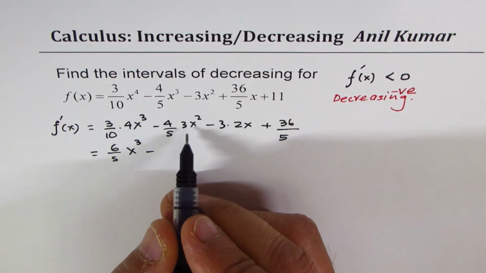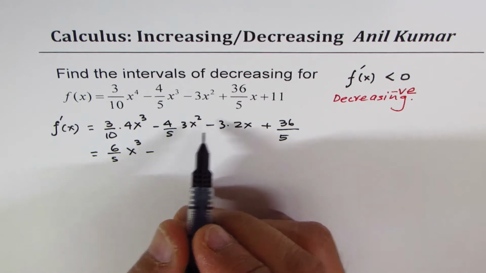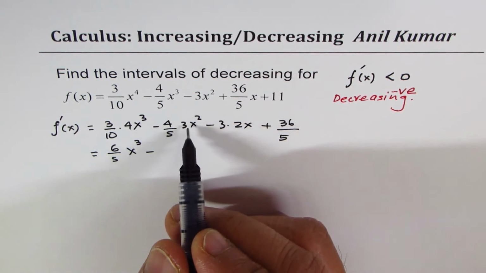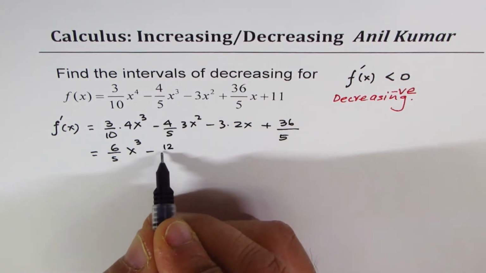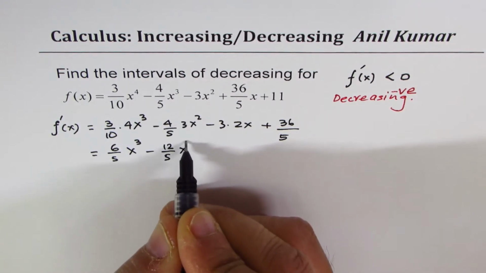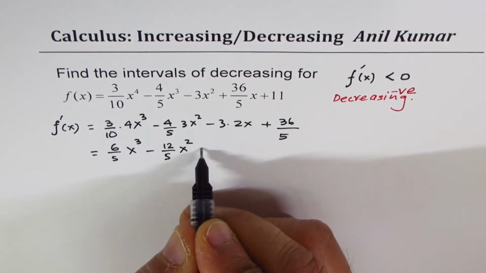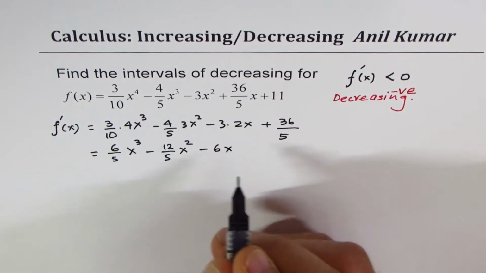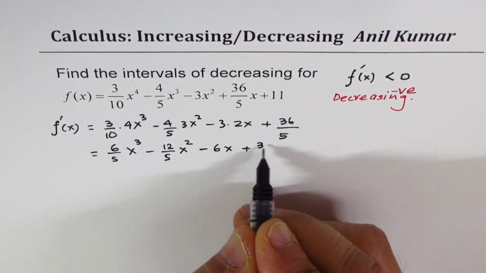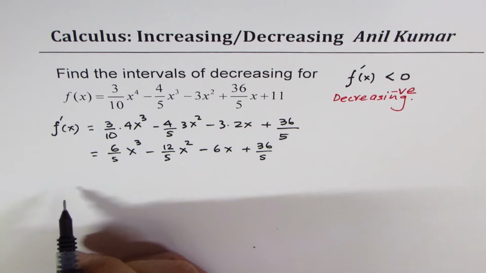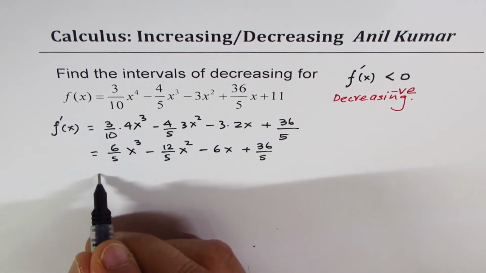minus, so we have here 3 times 4 is 12. Okay, so 12 over 5 x squared. 3 times 2 is 6, minus 6x. And here we have 36 over 5. Let's take 6 over 5 common.